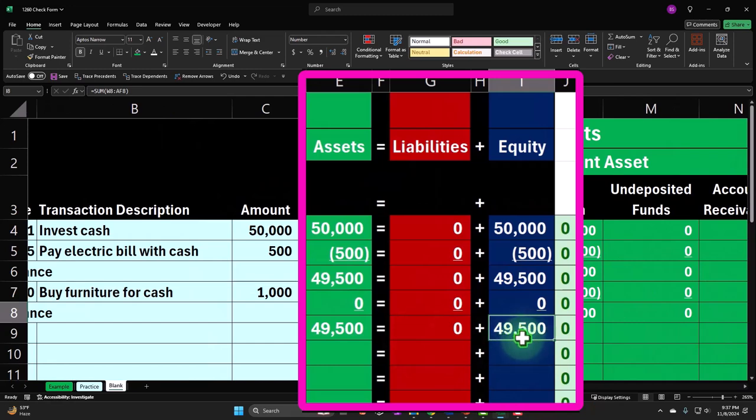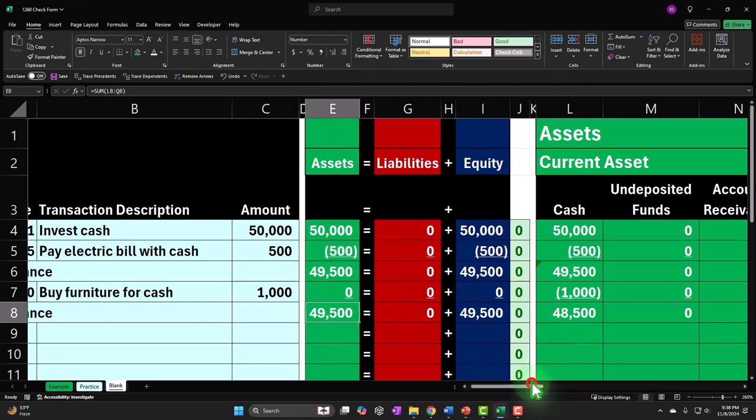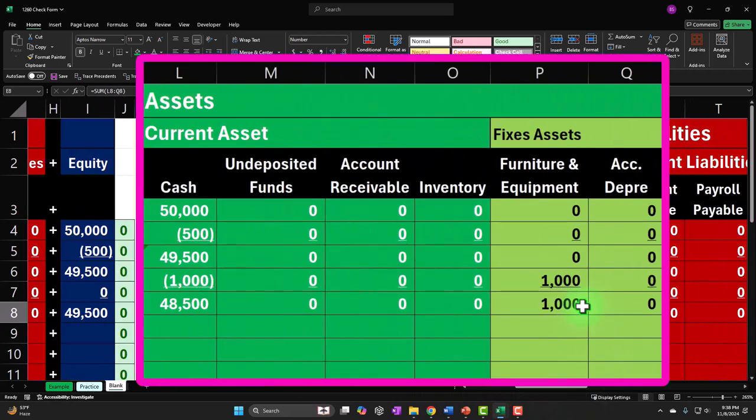So I don't have $49,500 in cash, although that's the equity value of the business. We've got $49,500 of assets, but some of them are sunk in furniture and equipment.